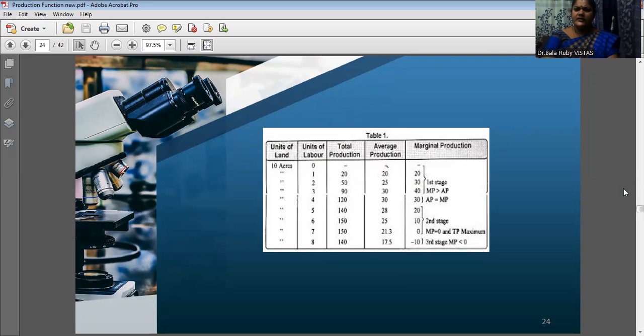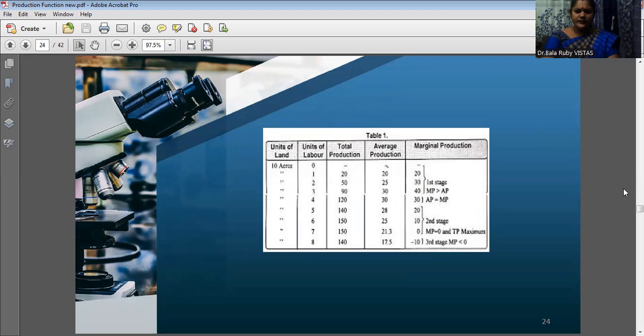Now, you come to the next one, that is marginal production. Marginal production is the change in the total production, or the increment in the total production. Initially, the total production was 0. After that, it increased to 20. So, how much does it increase? It increases from 0 to 20. So, 20 minus 0. What will be the result? 20.